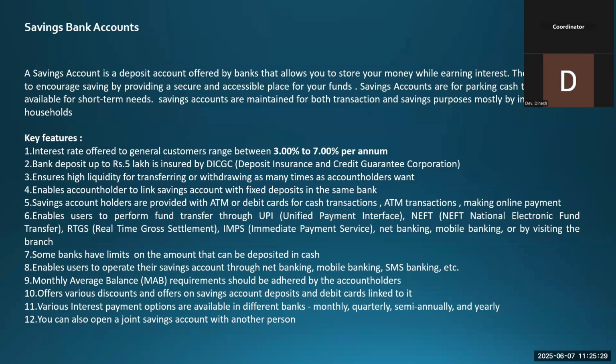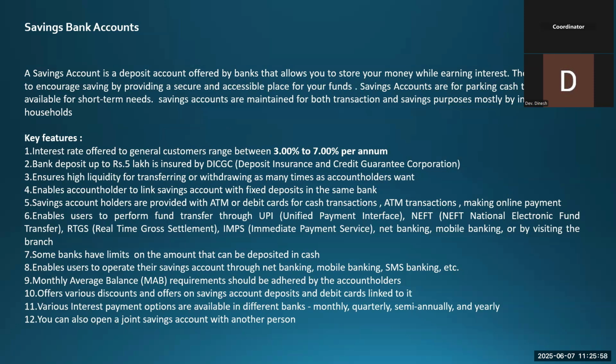Interest rate offered for savings accounts varies from 3% to 7%. For ICICI, we saw it is 2.75% and 3.25%, but there are several banks which even give 5%, 6%, 7% on savings accounts. Savings account interest rates vary across different banks. Bank deposits up to 5 lakhs are insured under DICGC. This we have seen.